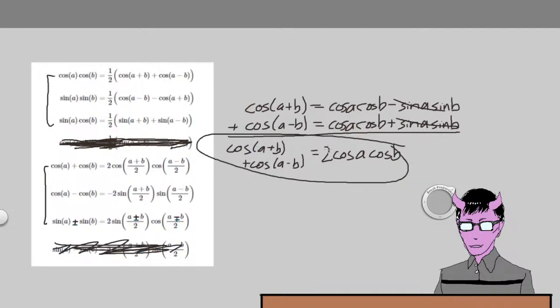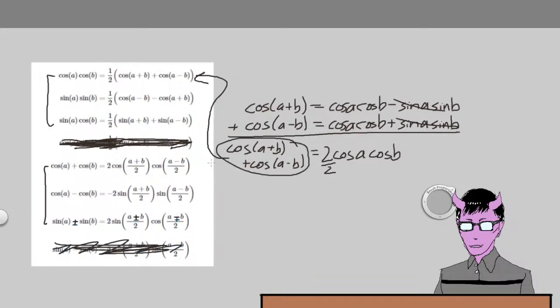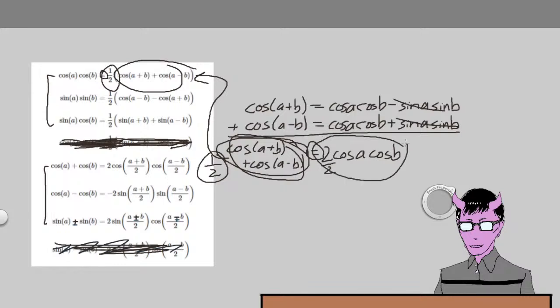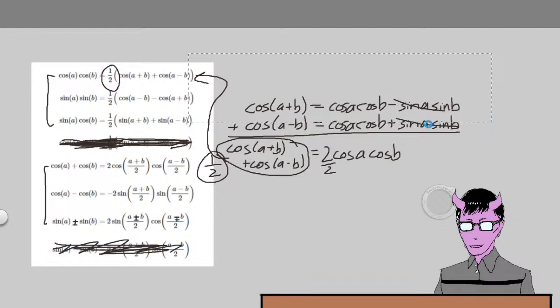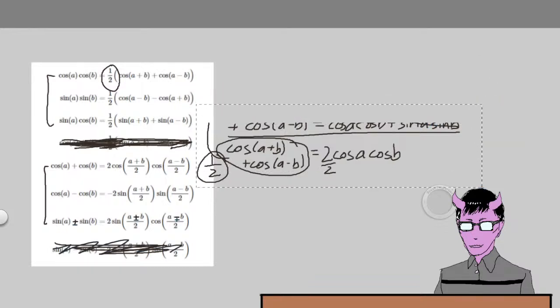So this one is essentially that one. So you divide by 2, and then divide by 2. So 1/2 times the sum of those two is equal to the other side. So there it is. Not particularly a big deal in my opinion, but honestly, it's just nice if you have this at hand to reference.